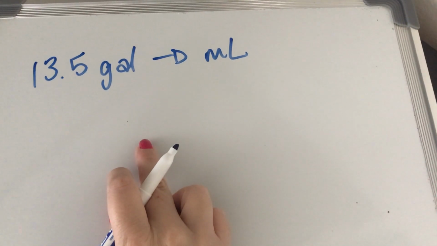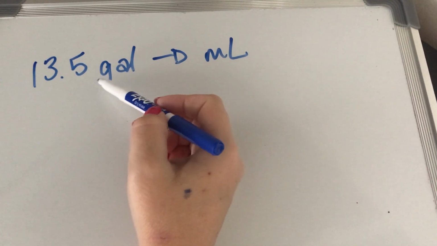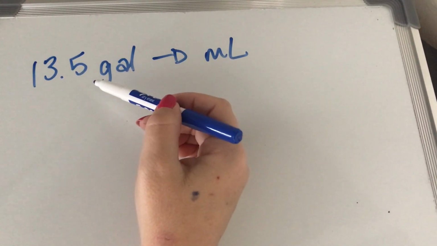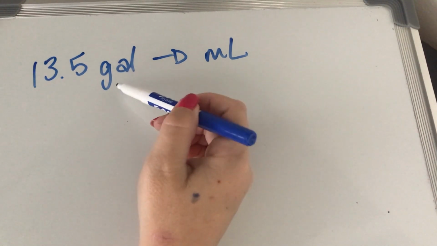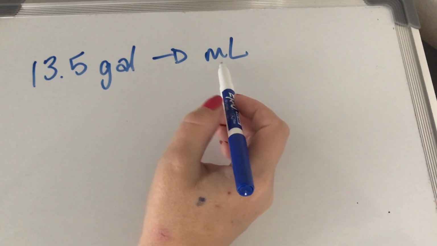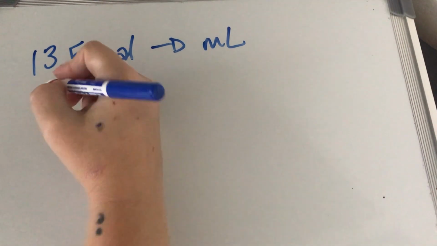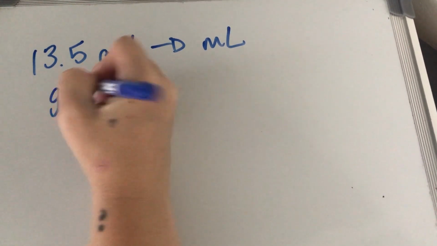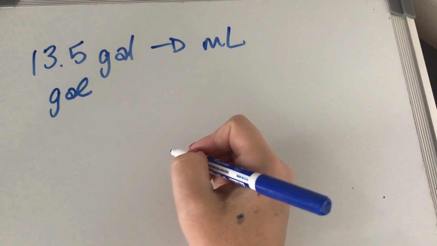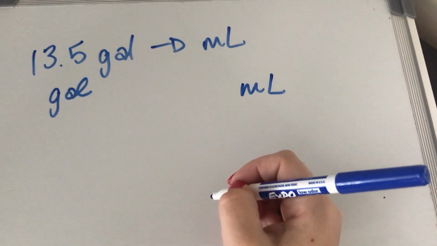There we go. Cool. So 13.5 is usually, for the average car, about the size of your gas tank, right? 13.5 gallons. And we want to convert it to milliliters, okay? So the first thing I want to do whenever I'm looking at conversions that have multiple steps is draw a map. I'm starting out with units of gallons, and I want to get to units of milliliters.